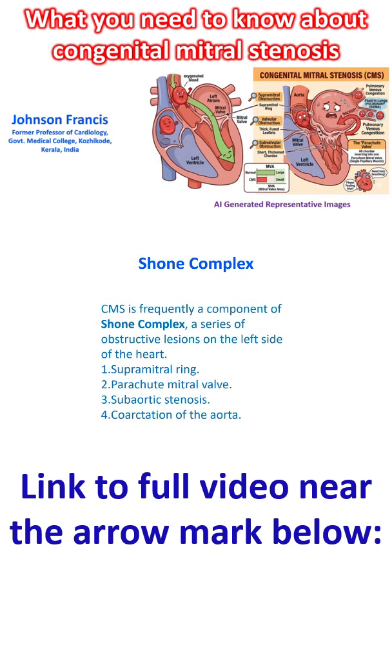Congenital mitral stenosis is frequently a component of Schoen complex, a series of obstructive lesions on the left side of the heart. Supramitral ring, parachute mitral valve, subaortic stenosis, and coarctation of the aorta.